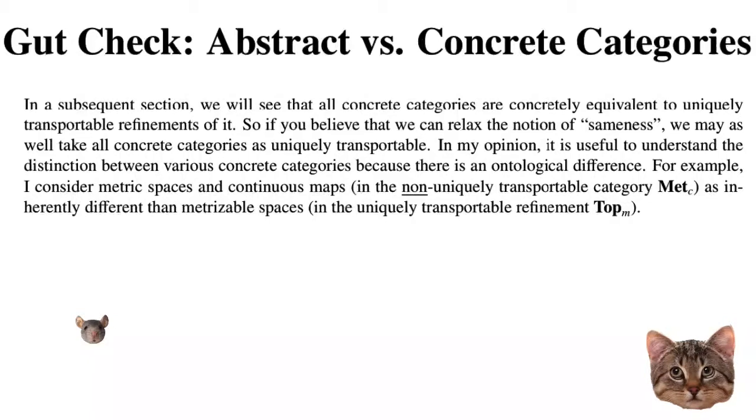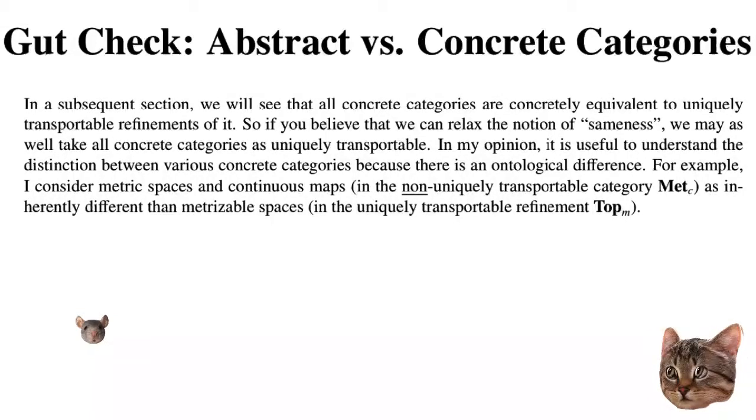However, in my opinion, it is useful to understand the distinction between various concrete categories because there is an ontological difference. For example, I consider metric spaces and continuous maps in the non-uniquely transportable category of metric spaces as inherently different than metrizable spaces in the uniquely transportable refinement TopM.